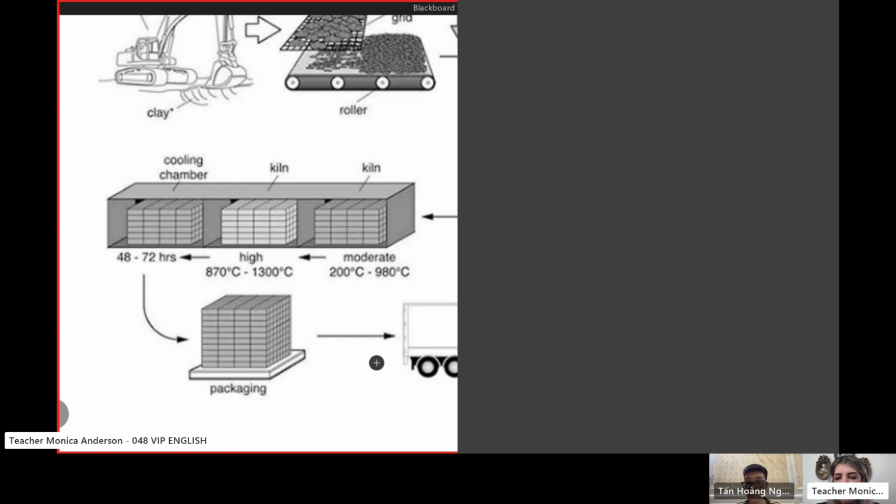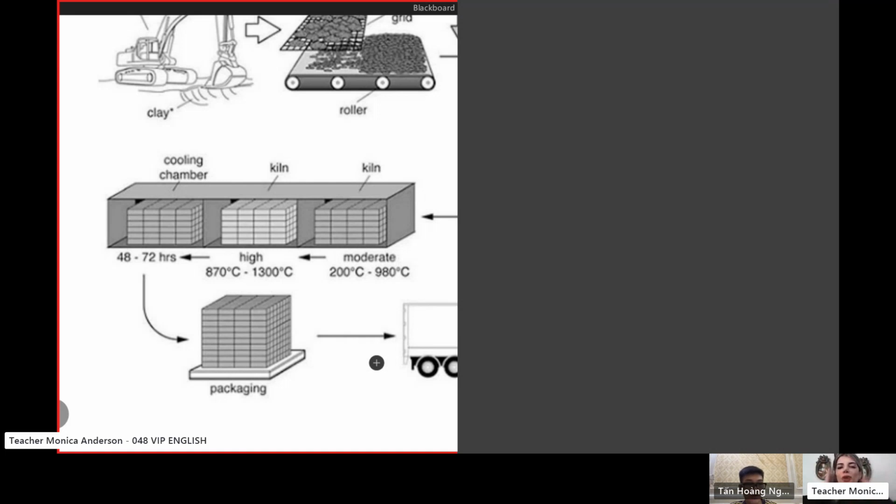Finally, the bricks are packed. And the delivered, the finally part, I can do it. Of course. That's it.